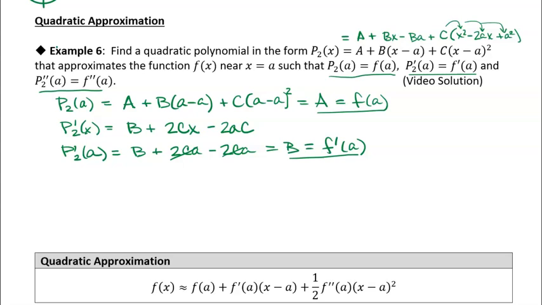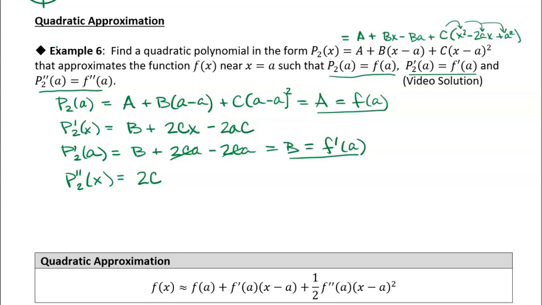All right, let's look at the second derivative now, the second derivative of this second degree polynomial. Let's do it at x. So let's go back up to our first derivative and take the derivative of that. I have b, and the derivative of that is 0. 2cx, so the derivative of that is 2c. And the derivative of this last thing, 2ac, is just a constant, so that's 0. So my second derivative is just 2c.